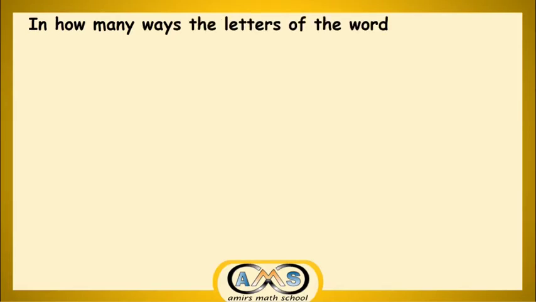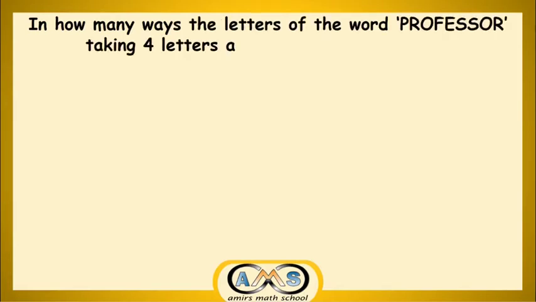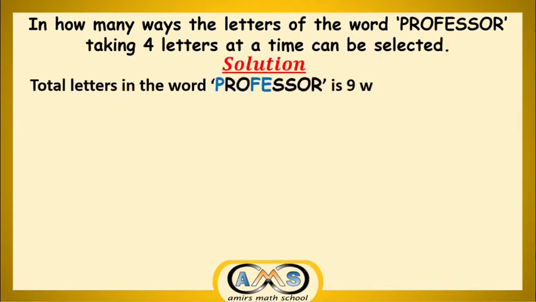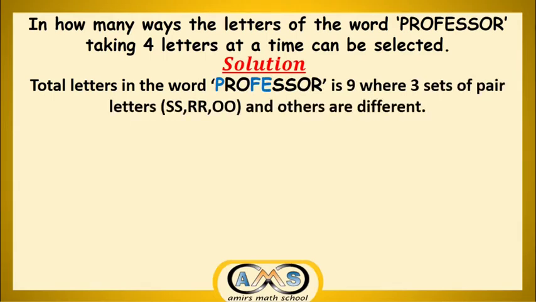Now, let's start the main discussion with a question. In how many ways can the letters of the word PROFESSOR, taking 4 letters at a time, be selected? Solution. The total letters in the word PROFESSOR is 9, where there are 3 sets of pair letters, that is 2S, 2R and 2O, and the other letters, that is P, F and E, are different.